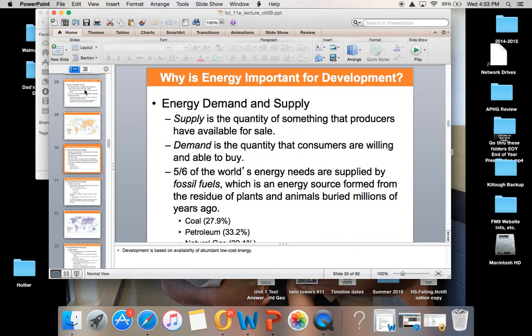So the question in key issue 3 was, why are energy resources important for development? Here I wanted you to pay attention not necessarily to the specifics of percentages. You can look at the graph on page 314. But really, the things that I circled and outlined are where it's coming from. Like if you look at this PowerPoint, 5/6 of the world's energy needs are supplied by fossil fuels. And where are those coming from?